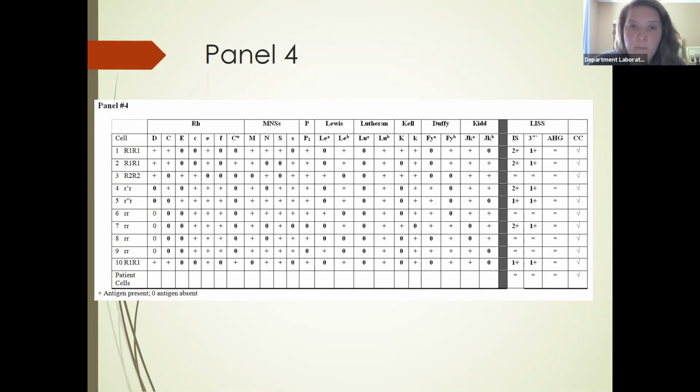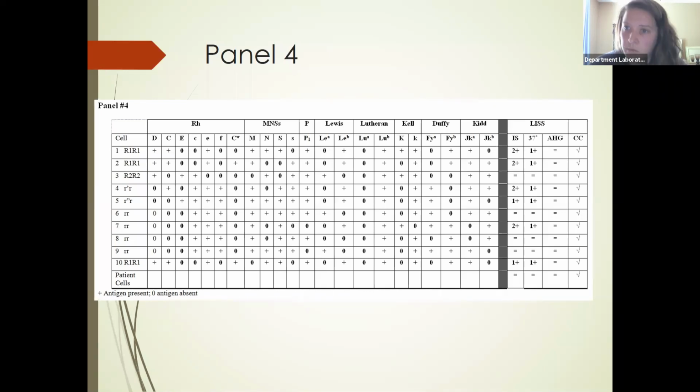All right, and then moving on to panel 4. If you look at your reactions in panel 4, notice that you have some varying strengths of reactions at initial spin. Also, you have some 1+ reactions at 37. And then you have negative reactions at AHG phase of testing. So you should ask yourself right off the bat, what does this look like?